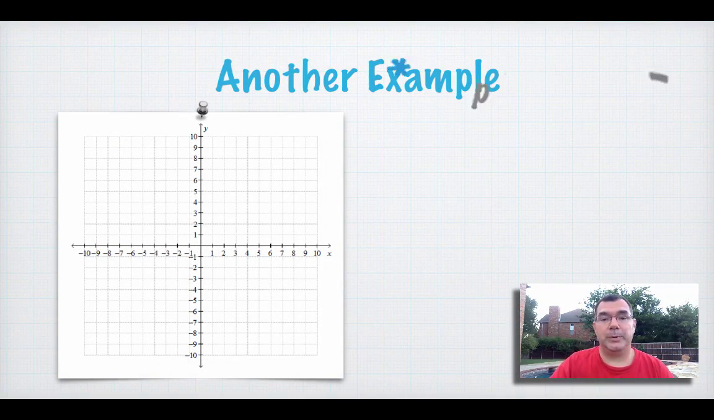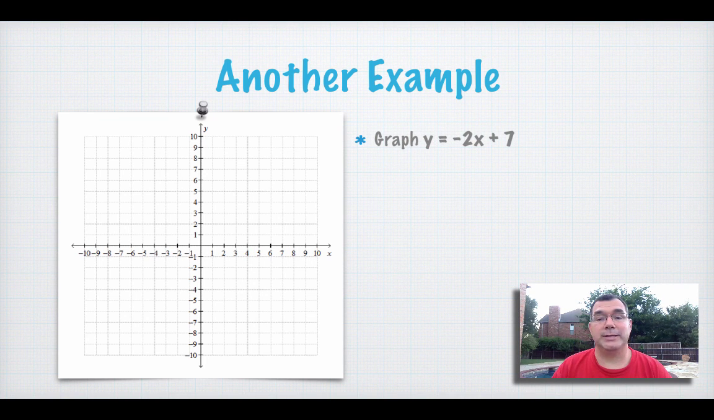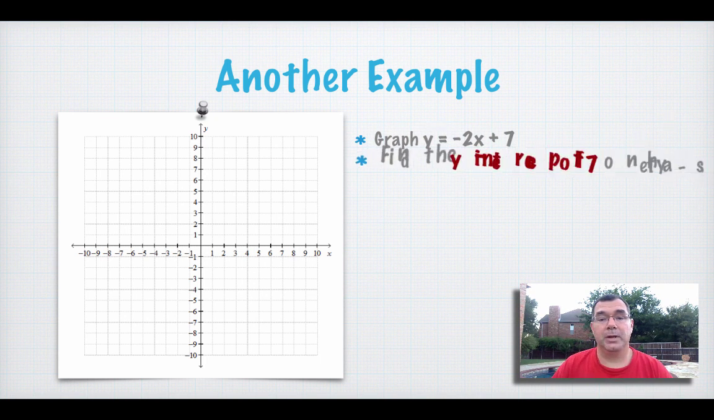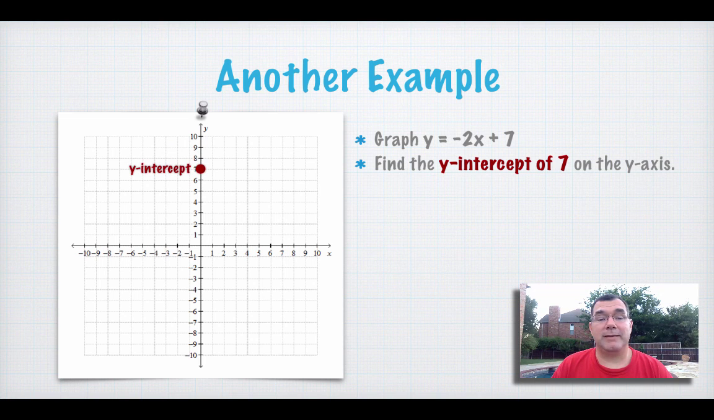Okay, here's another example. If I have y equals negative 2x plus 7, the y-intercept is going to be 7, so I find that on the y-axis and I put a dot. The slope is negative 2, and remember when I talked about integers, I can put that over 1. So negative 2 is the same thing as negative 2 over 1.